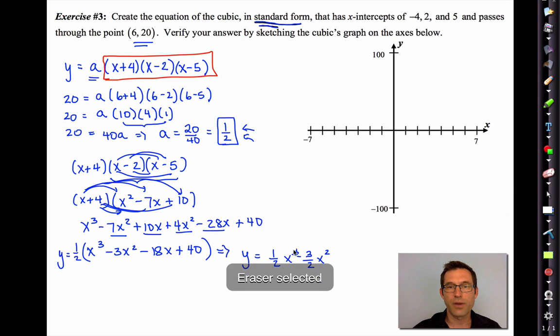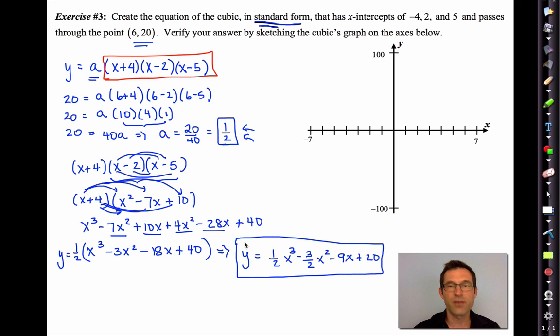Go with the small eraser and make sure everyone knows it's a cubed. There we go. Sorry about that. Minus 9x, right? 1/2 times negative 18 plus 20. And that is my final cubic in standard form.